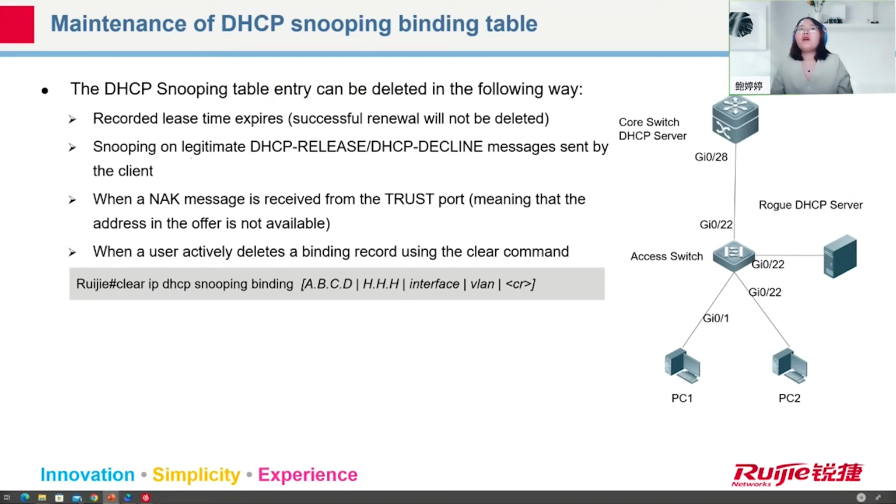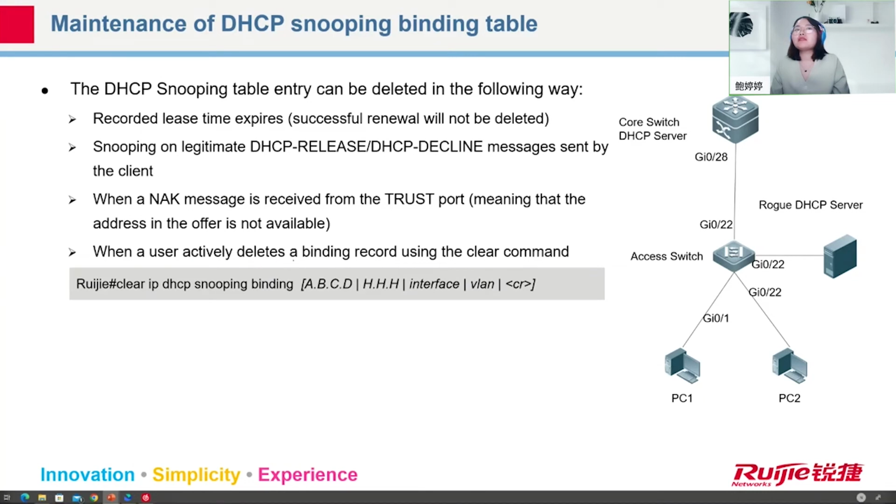Or maybe the snooping entry is deleted on lease release or a decline message sent by the client. That means the client will send this message to the DHCP server, saying I don't want to use this IP address again, and the access switch also will delete this entry. Or maybe a NAK message is received from the trust port. That means the DHCP server decided this IP address cannot be used for the client.